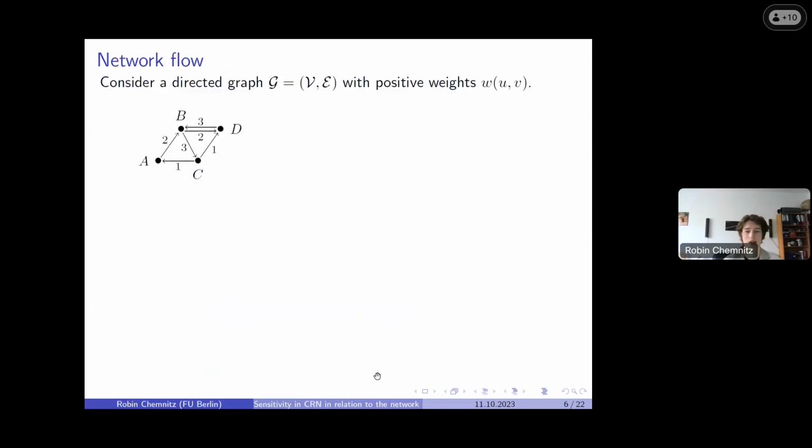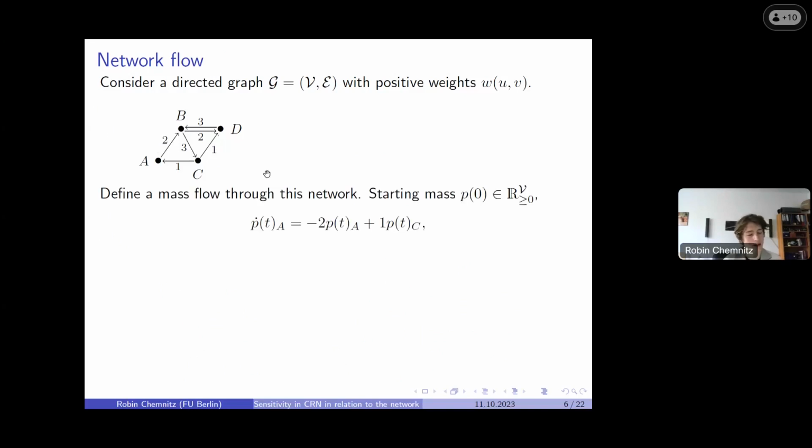So let us get back to the cars. And I call this type of dynamic the network flow. We consider a simple directed graph without self-loops, and we have positive weights. So this would be an example. The nodes are A, B, C, D, E, and with these little numbers, I've denoted the weights of each of the directed edges. Note that here between B and D, we have different weights in different directions.